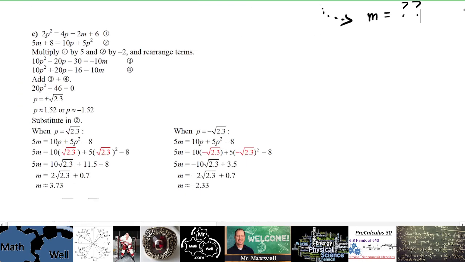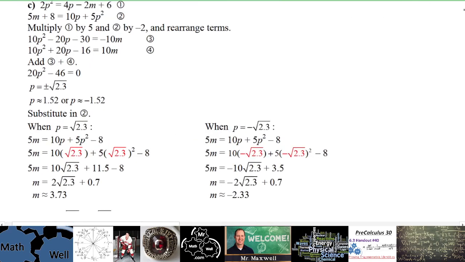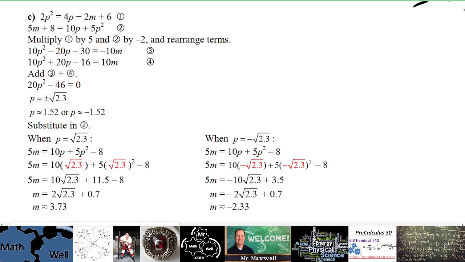So here's the worked out solution here from the solution manual. So you can take a look at that. And then of course you would check either graphically or by plugging all these numbers in and making sure they work in the original equations. So I'll give you a chance to look at that.